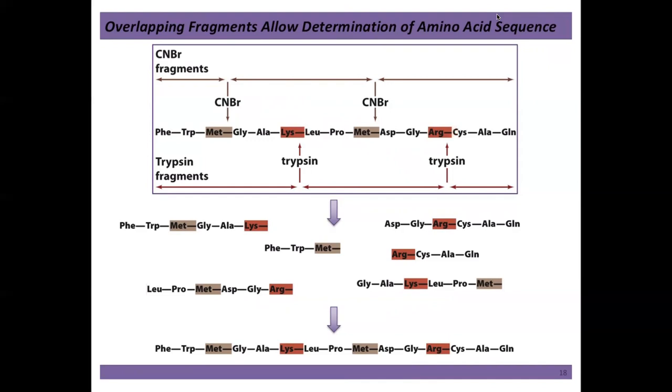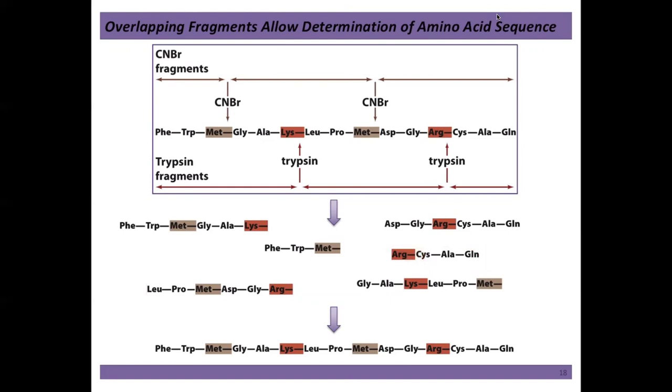And then what we do is we end up with these fragments. Here's a fragment from a trypsin digest. Here's a fragment from a cyanogen bromide. Here's a fragment from a cyanogen bromide. This fragment right here, oh, I think I messed up. That doesn't come from any digest. I think I should have cut it right there.